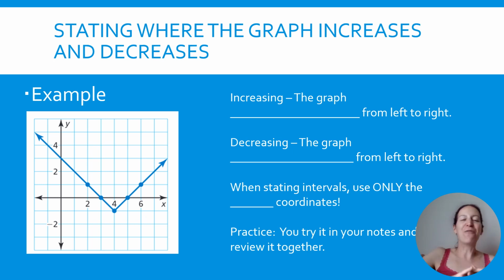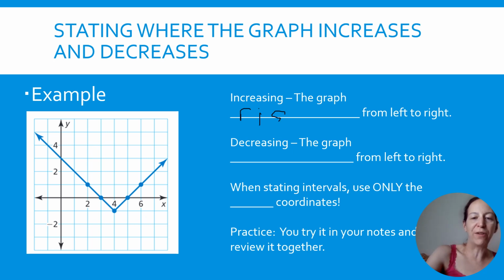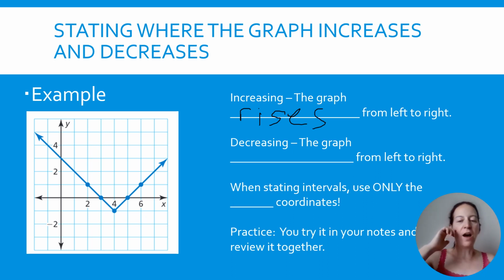Okay, when you're stating the intervals where the graph is increasing or decreasing, either notation will work. So we're going to go back to this same example graph that we've been working with, and we have increasing. What does it mean for the graph to be increasing? Increasing is the graph rises or goes up. I don't really care what you put in there. I'm going to put rises because it'll fit a little bit better writing on my laptop. So the graph rises as you move from left to right.